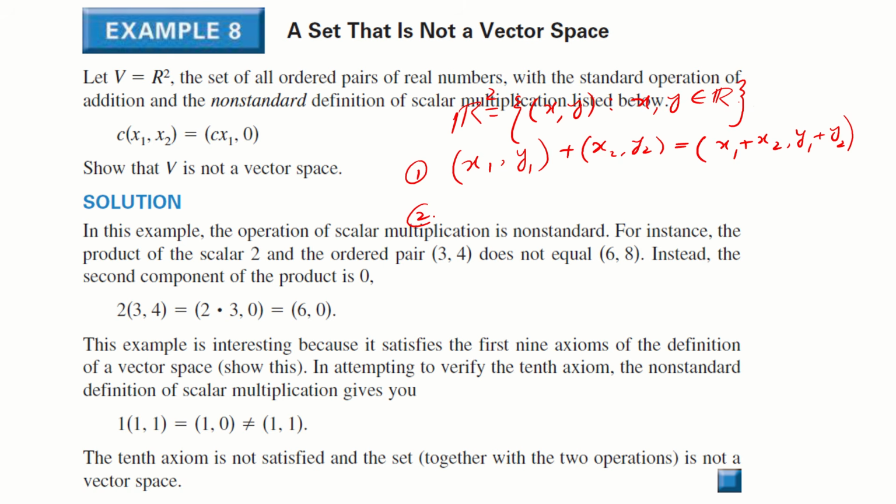With respect to multiplication, we are not using the standard operation. इसके लिए हम ये notation use करते हैं, dot, और फिर c dot (x1, x2), and इसको हम define ऐसे करते हैं, that is (c into x1, और second जो है वो automatically 0 हो जाएगा). इस ऑपरेशन का मतलब क्या है?